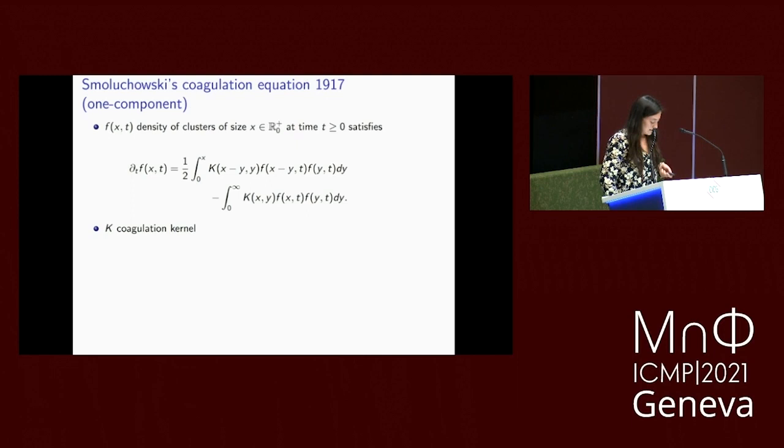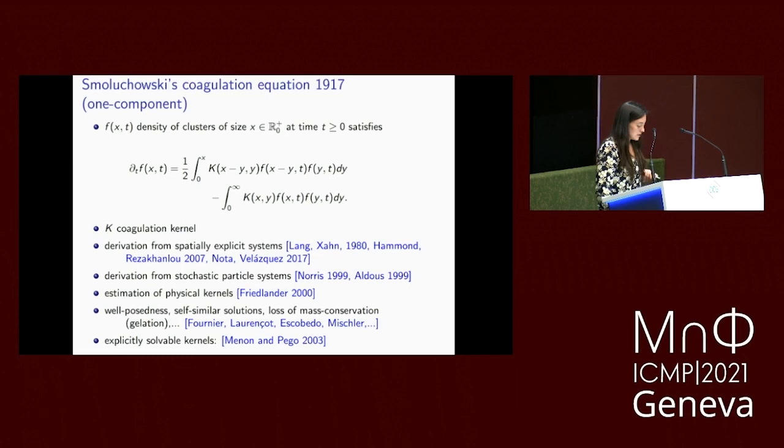And depending on this rate, the solutions of this equation may have very different behavior, including loss of mass conservation in case there is the formation of infinitely large particles. This equation has been derived from spatially explicit systems, also from stochastic particle systems, for only very few kernels. So in general, it is still an open problem. There has also been work in the physics literature on estimation of kernels that are useful, relevant for the applications. And we would like to do our analysis on this equation for a class of kernels that includes the physically relevant ones.